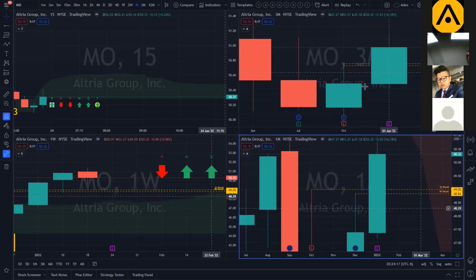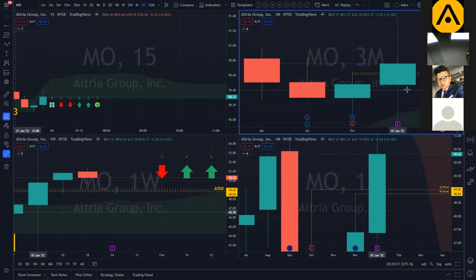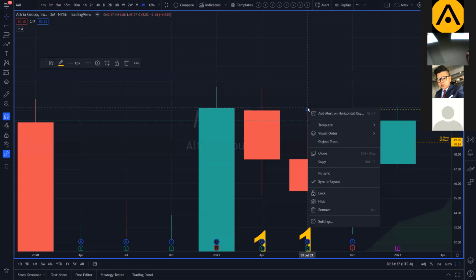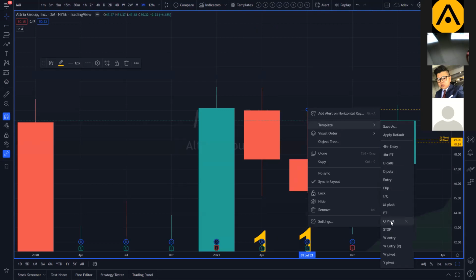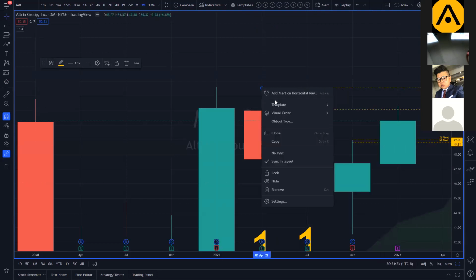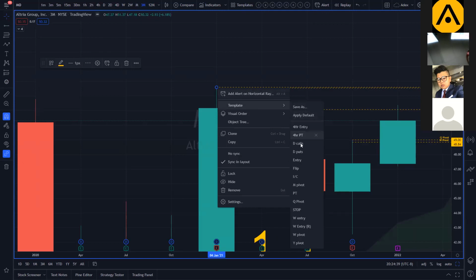So you're marking these pivots. Sorry, I should go to the quarterly first. This is the quarterly time frame. That's a quarterly pivot as well. Q pivot. This is a quarterly pivot. Q pivot, and then another Q pivot.